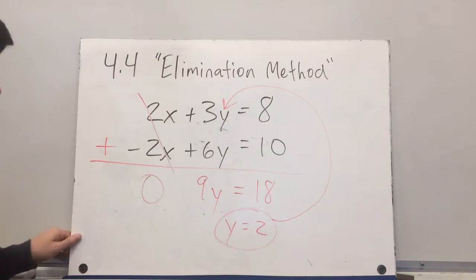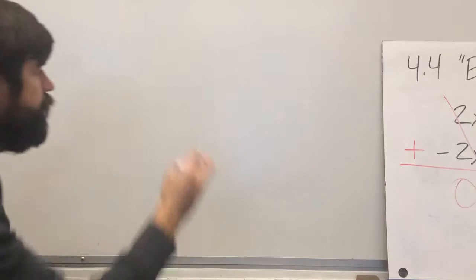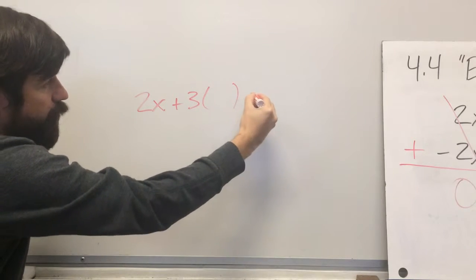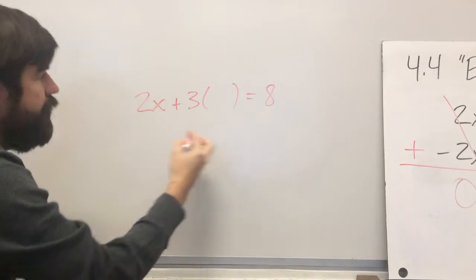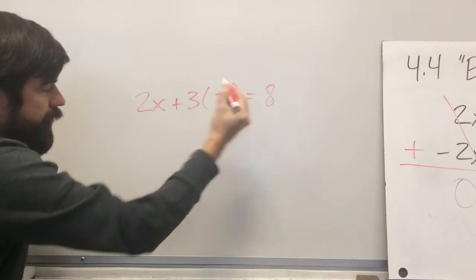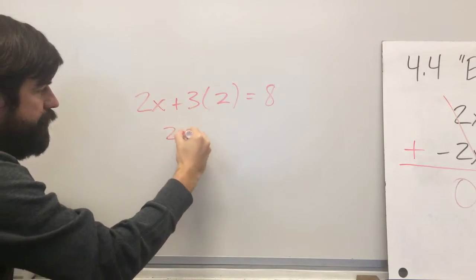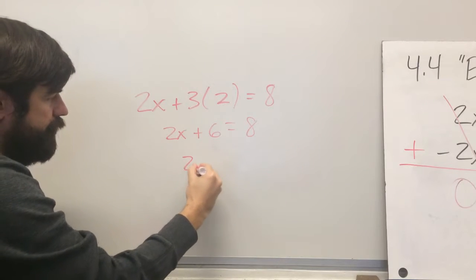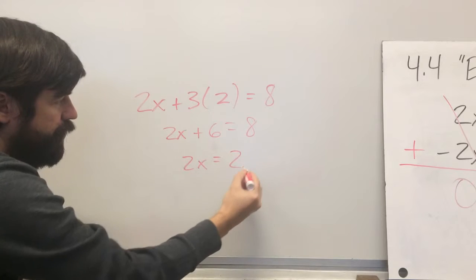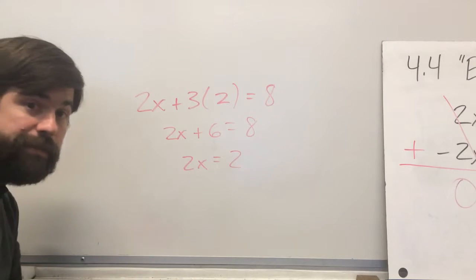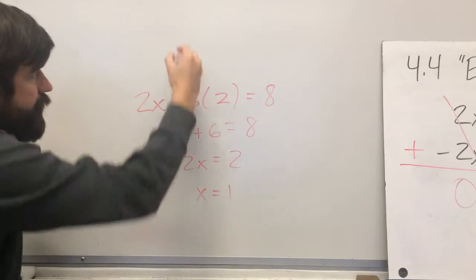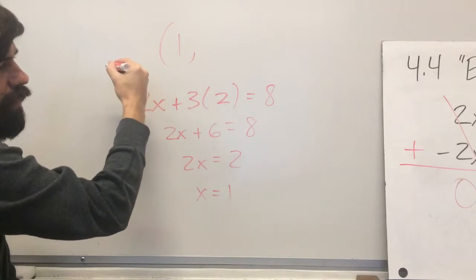If y equals 2, then we have 2x plus 3 times y equals 8. And if y is 2, then I plug a 2 there. So 2x plus 6 equals 8. So 2x equals 2, subtracting 6 from both sides. And then x equals 1. So my final answer is 1, 2.